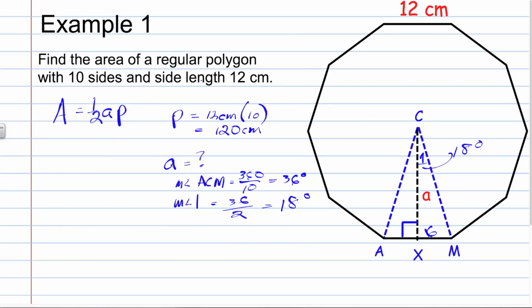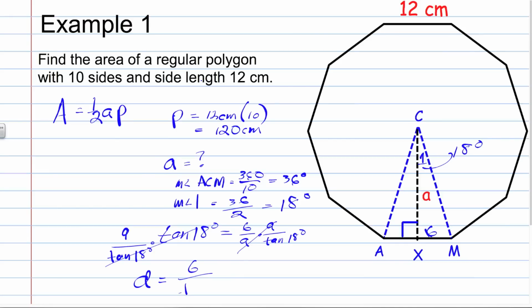So to find the length of the apothem, it's going to be the tangent of 18 degrees being equal to the side opposite over the side adjacent, 6 over A. To solve this, we're going to multiply both sides by A over the tangent of 18. When I multiply this side by A over this tangent of 18, the tangents divide out, and then on this side the A's divide out, and it leaves A equal to 6 divided by the tangent of 18 degrees.